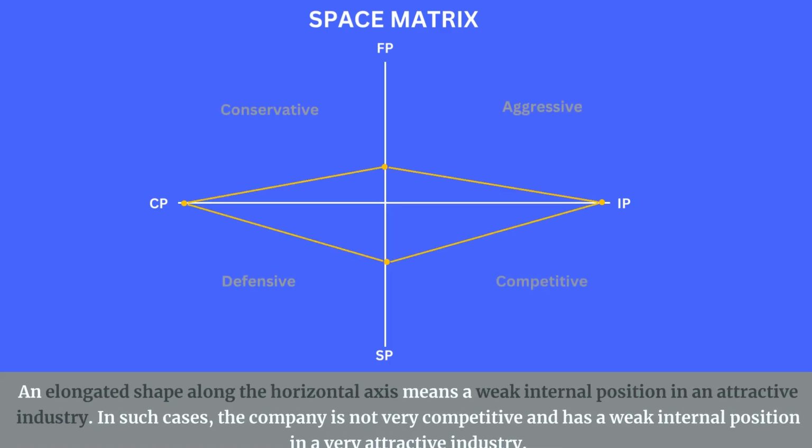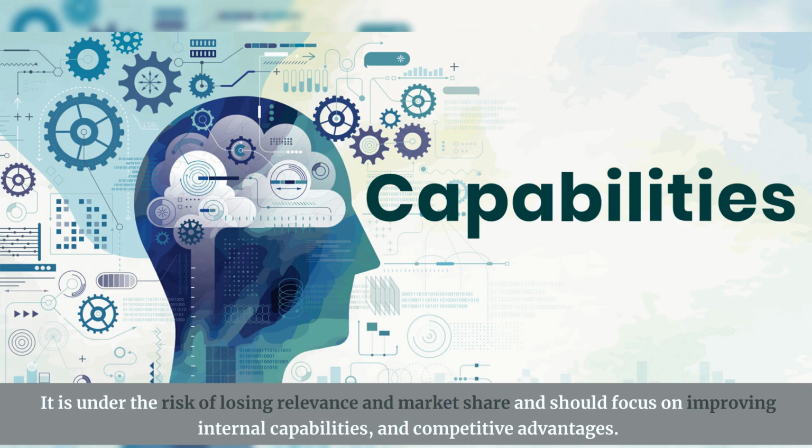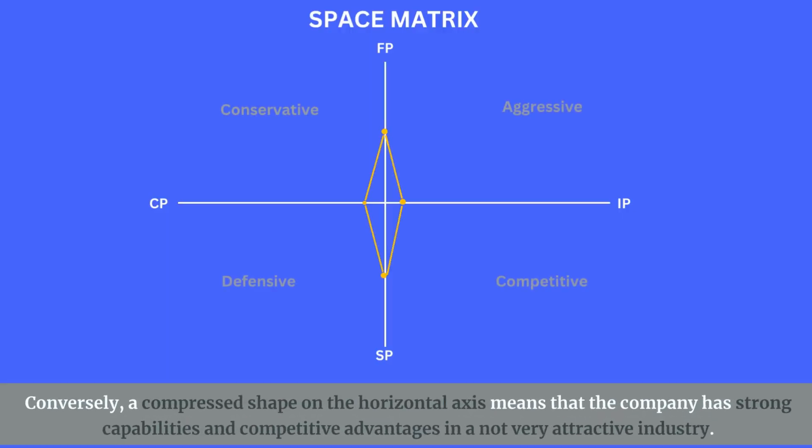An elongated shape along the horizontal axis means a weak internal position in an attractive industry. In such cases, the company is not very competitive and has a weak internal position in a very attractive industry. It is under the risk of losing relevance and market share and should focus on improving internal capabilities and competitive advantages. Conversely, a compressed shape on the horizontal axis means that the company has strong capabilities and competitive advantages in a not very attractive industry.